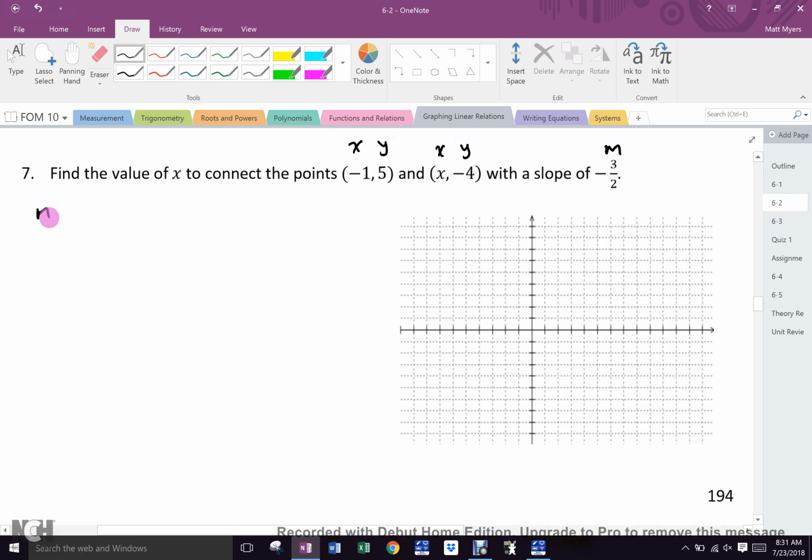So I write out m equals y2 minus y1 over x2 minus x1. And now it is impossible to do it wrong. What goes in for m? Negative 3 over 2. I always put the negative with the numerator. It's just what I do. It could be with the denominator as well. Doesn't matter. Equals. What is y2?